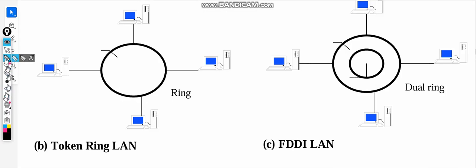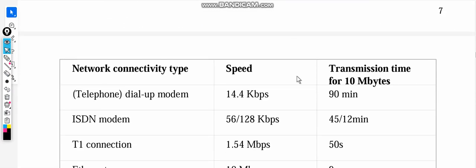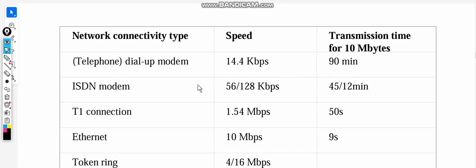This is the anti-clockwise direction. Okay. So, network connectivity type, speed and transmission time for 10 megabytes of data.